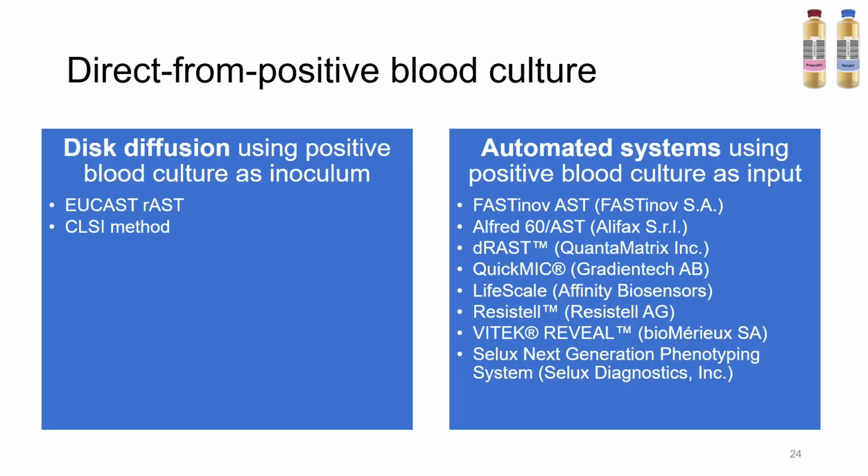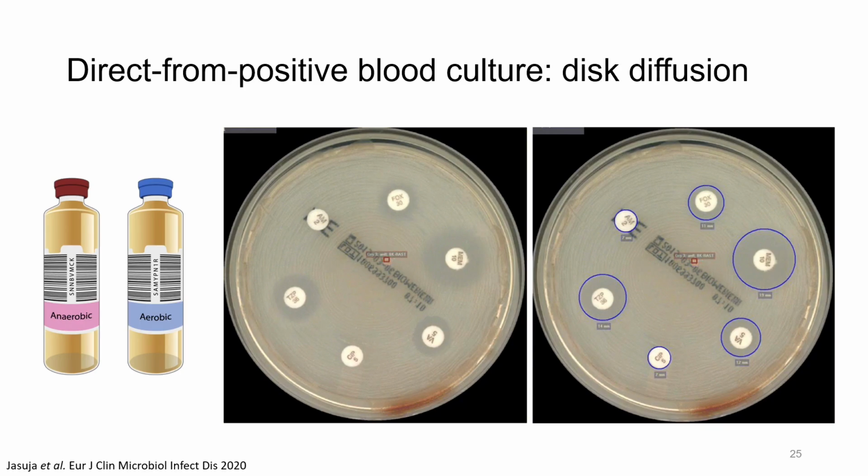So in the direct from positive blood culture space, there's actually quite a few options. The more straightforward option is something called disc diffusion, with the positive blood culture used directly as the inoculum. And then there's also a whole variety of automated systems that use positive blood culture as their input. So here's a picture of that disc diffusion.